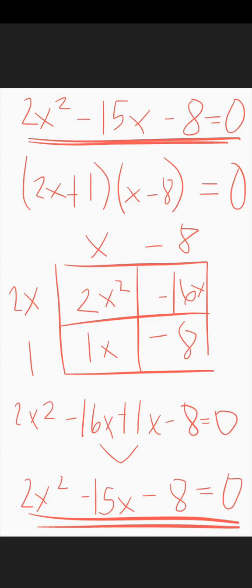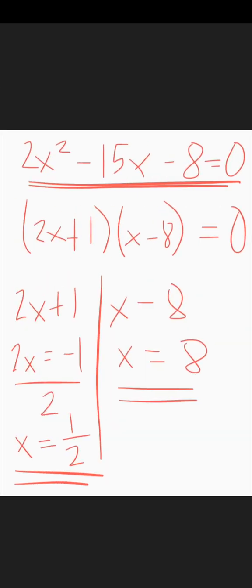Now we put the answers from inside the grid outside. So 2x squared minus 16x plus x minus 8. As you can see, there are like terms, so we have to combine them. Negative 16x plus x is negative 15x, so we get 2x squared minus 15x minus 8 equals 0. So 2x plus 1 and x minus 8 are the factors of 2x squared minus 15x minus 8.